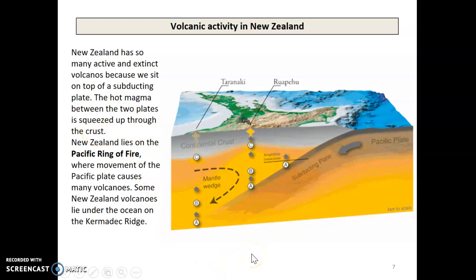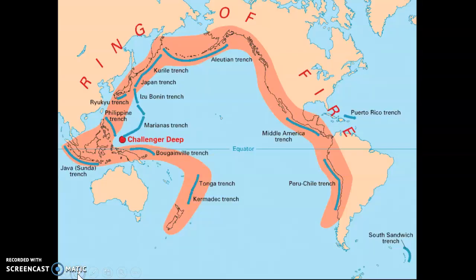New Zealand lies on the Pacific Ring of Fire, and it's called Ring of Fire because there are so many volcanoes, where movement of the Pacific plate causes many volcanoes. Some New Zealand volcanoes lie under the ocean on the Kermadec Ridge. So when we look at the map, here is Australia, down here is New Zealand, here is North America, South America, and you see this red line here, this is the Pacific Ring of Fire.